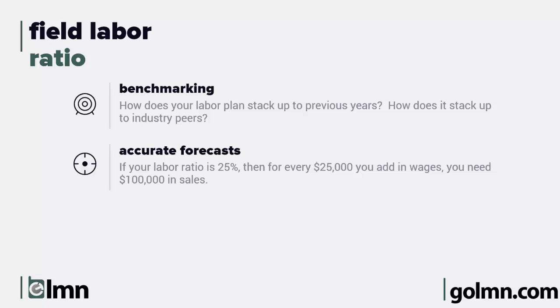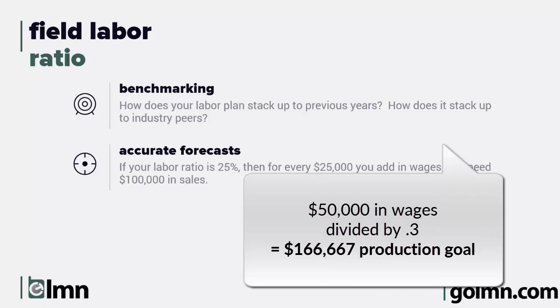Let's take a quick example again. Let's say you're thinking about adding a 2-man maintenance crew, and their total wages are $50,000. If your maintenance field labor ratio is 30%, then what you need to do is take 50,000 and divide it by 30% or 0.3. It makes budgeting for additions or subtractions of people very easy.